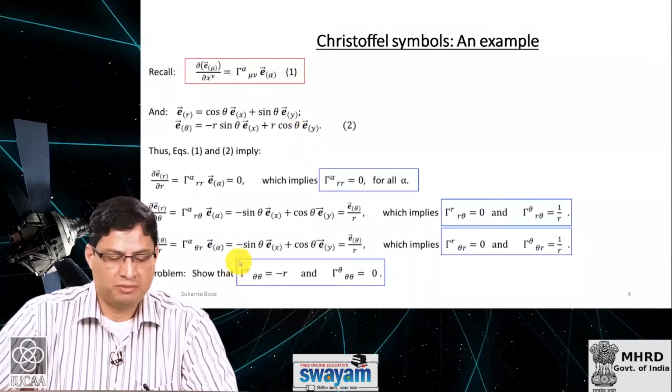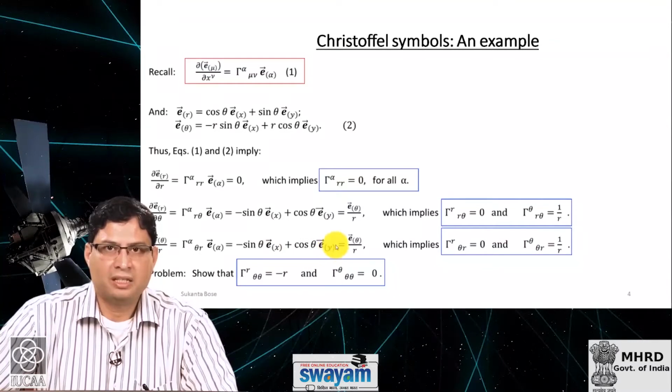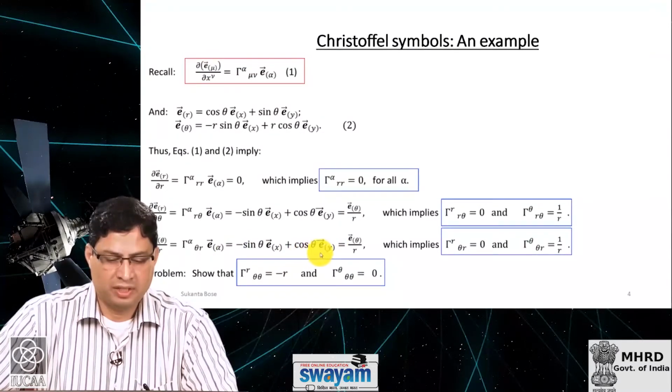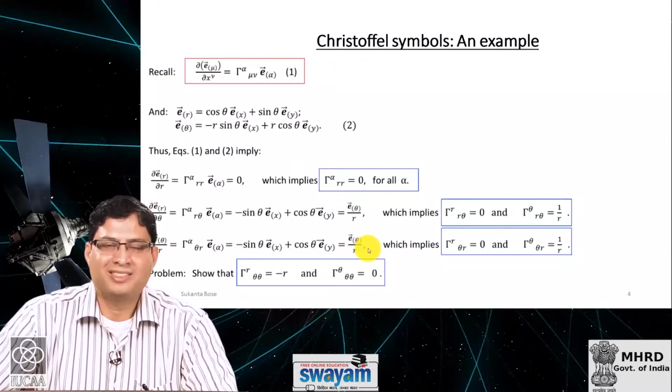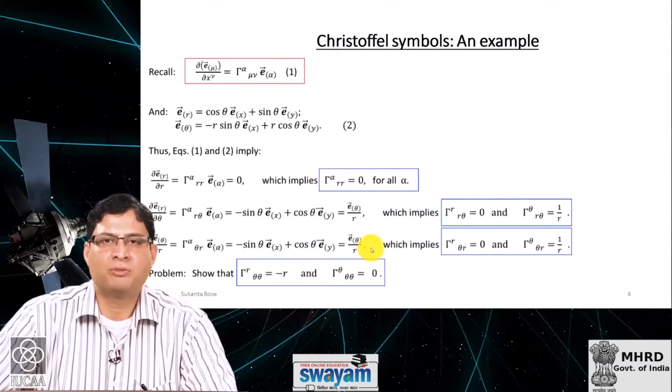When you take that derivative, you get, where the cursor is here, negative sine theta E x plus cosine theta E y. Once again, this is manifestly 1 over r times E theta, as seen in equation 2. And like in the previous case, here again you do not have the E r piece in the expansion, which means that the coefficient of E r must be 0. The coefficient of E r, as you can see here, has to be gamma r theta r. Therefore, gamma r theta r is 0.